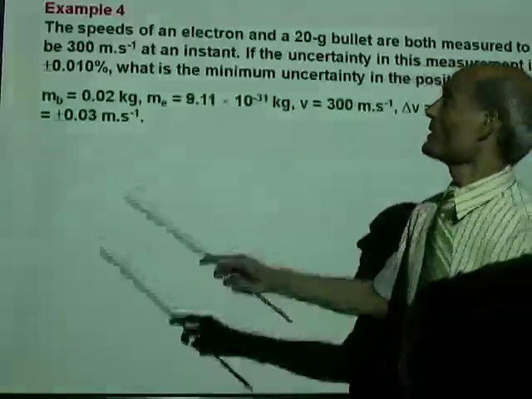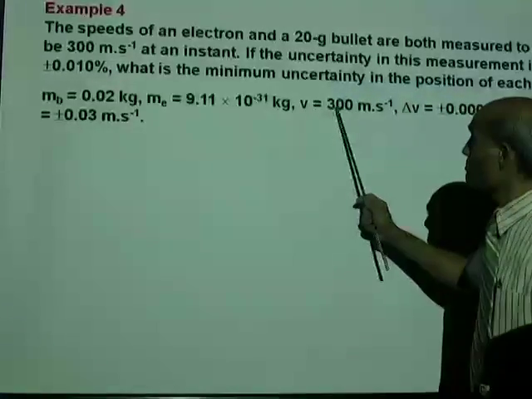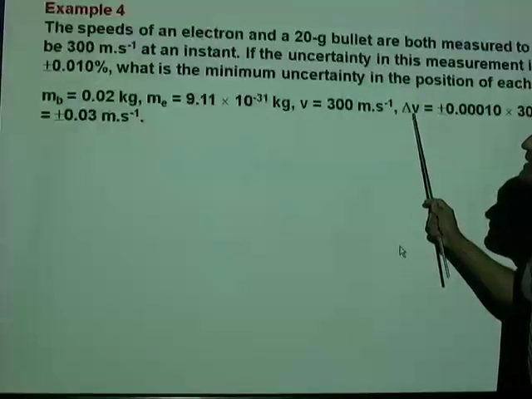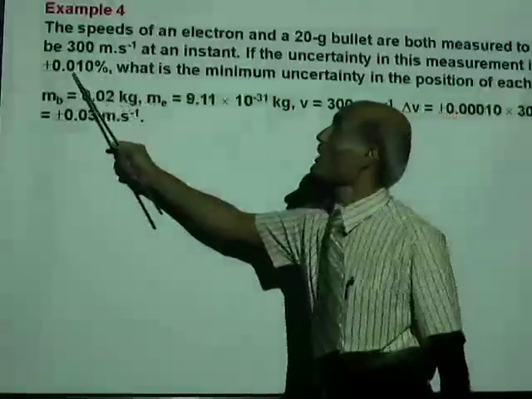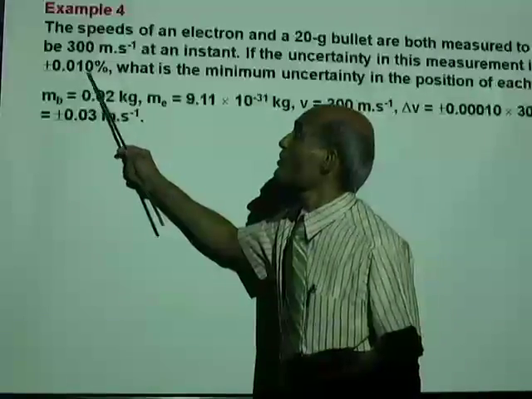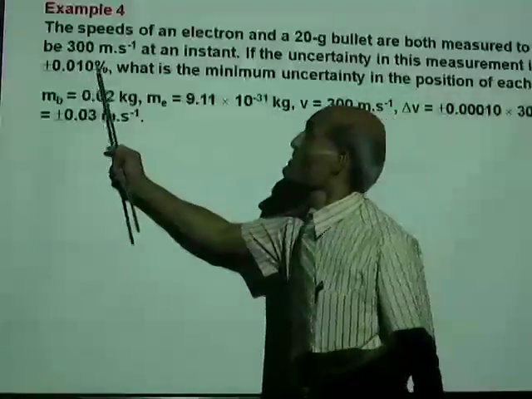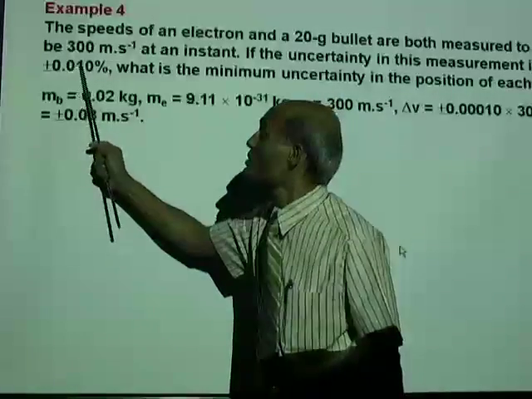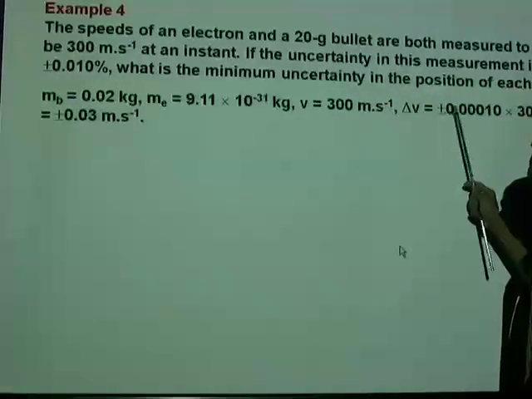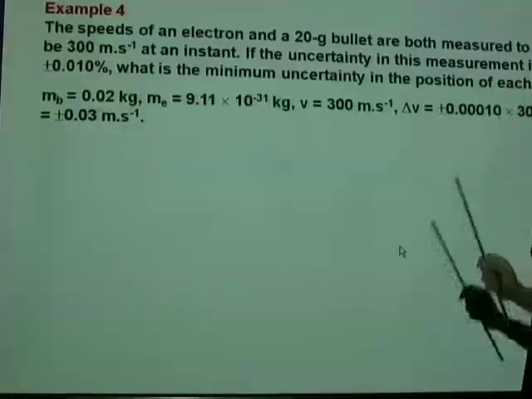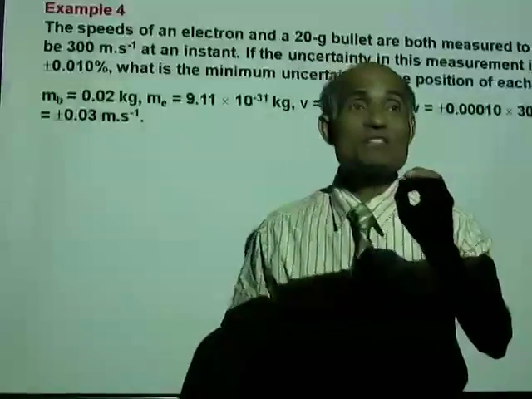Well, what are the given data? The mass of the bullet is given, mass of the electron you know, and the velocity of the bullet and the electron both are given. Now, the uncertainty in measuring the velocity is given. I want you to interpret correctly. It is 0.01%, means it is 0.01% of 300. So your delta v will be 0.01%. When you convert that to a number, it will be 0.01 divided by 100, which is 0.0001 of 300. So we say delta v is plus or minus 0.0001 times 300, and that will be plus or minus 0.03 meter per second. That is the uncertainty in measuring the velocity.